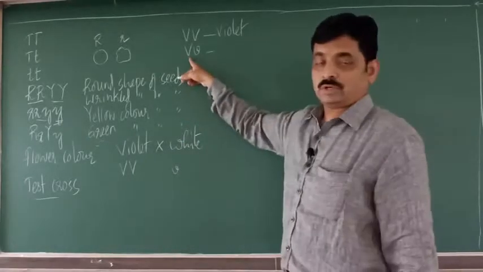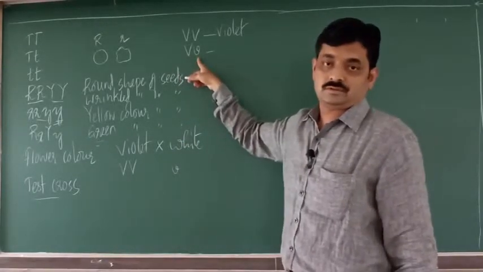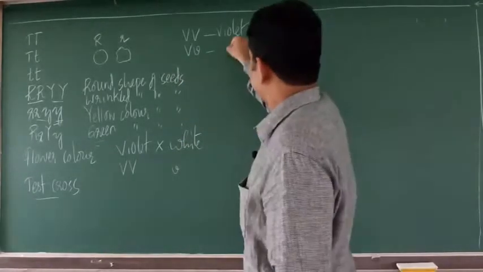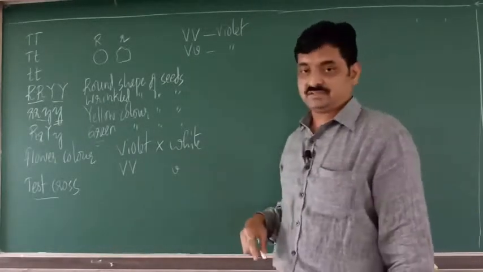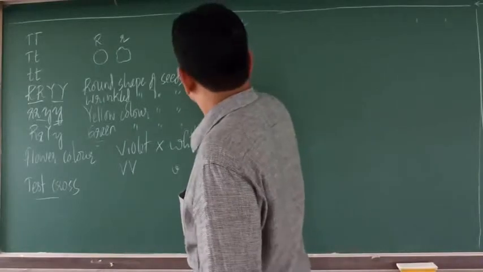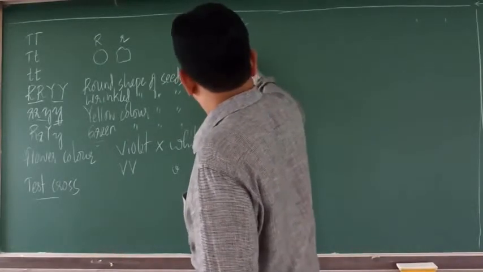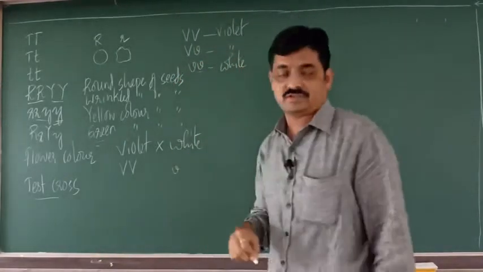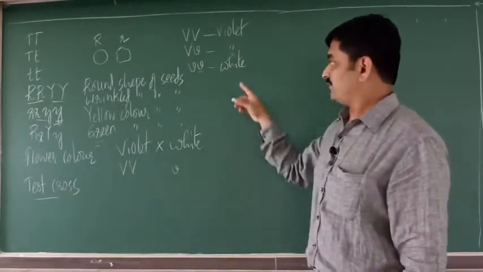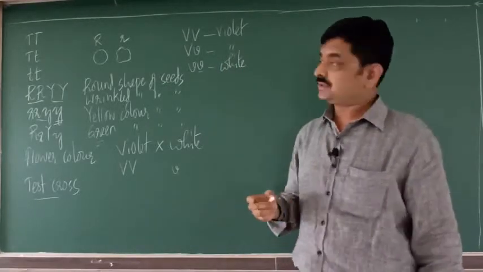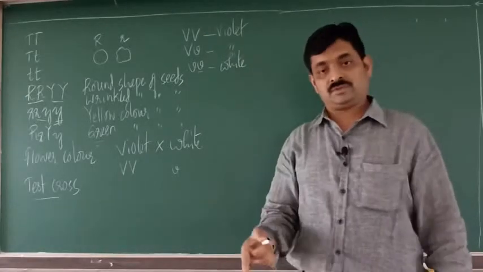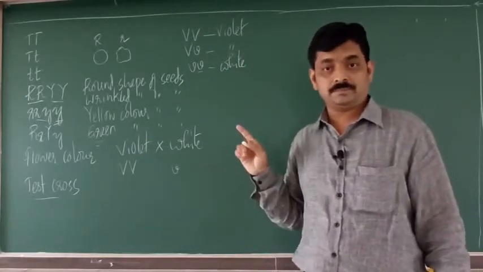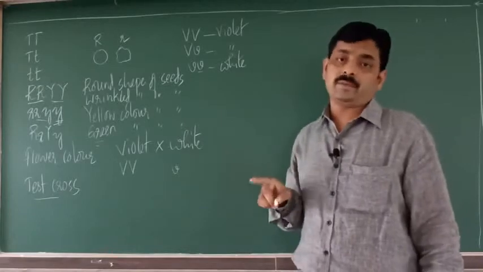Here there is one dominant and one recessive gene, capital V, small v. So what should the phenotype be? It should again be violet. In case of white, when both recessive genes are present in the pea plant, the flower color will be white. So these are the different genotypes and these are the phenotypes with respect to flower color in pea plants.